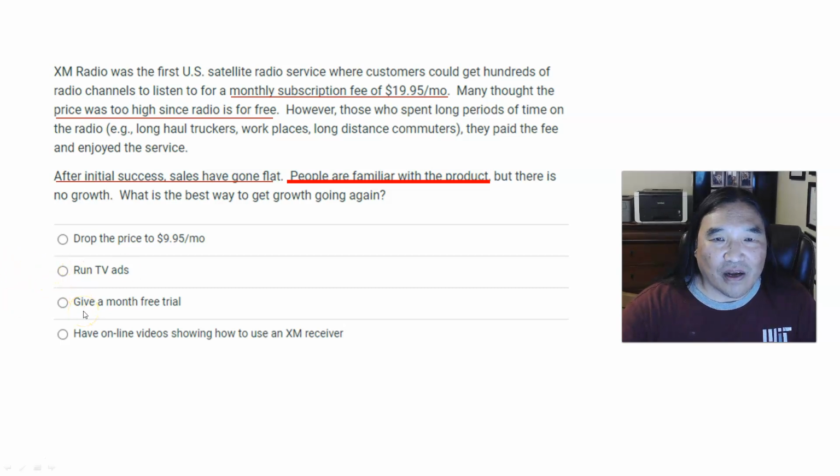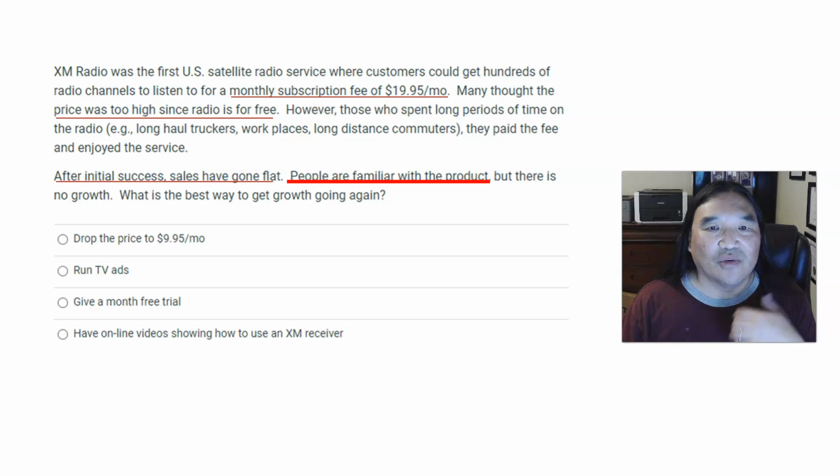Give a month free trial. Well, why do we give sampling? And this goes back into the trial question. If they try it, they'll like it, and maybe they'll sign up. But is that the reason why they're not using it? Is it because of ignorance? They just don't know how to use it. And nowhere in the problem does it say that's a problem. You can only use the information that's in the problem, not what you imagine it to be. And that's one problem students have.